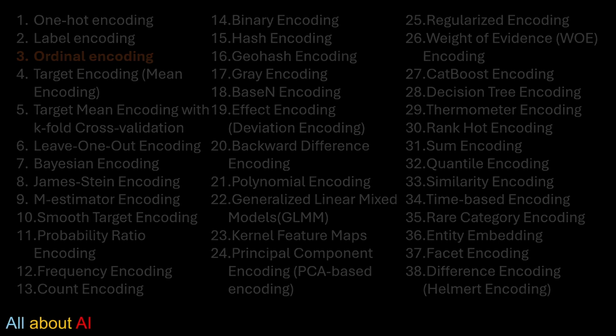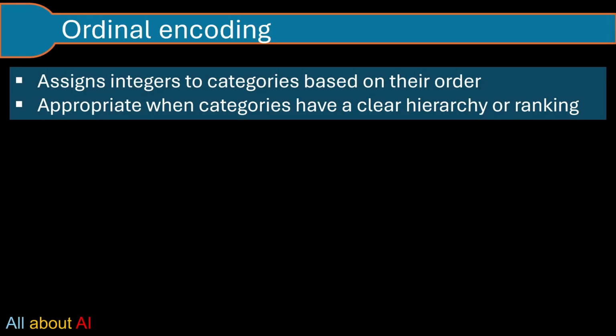Ordinal encoding. It assigns integers to categories based on their order. Usually, all the categories are ordered starting from 1. This is appropriate when categories have clear hierarchy or ranking. When categories have natural ranking such as educational levels, customer satisfaction rating, or product quality, this is usually used.